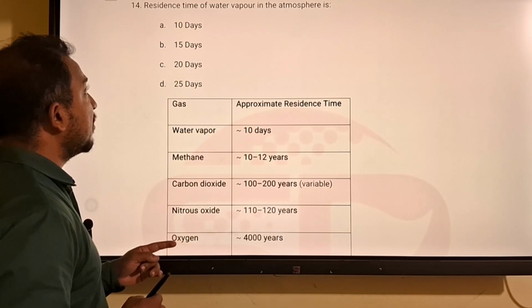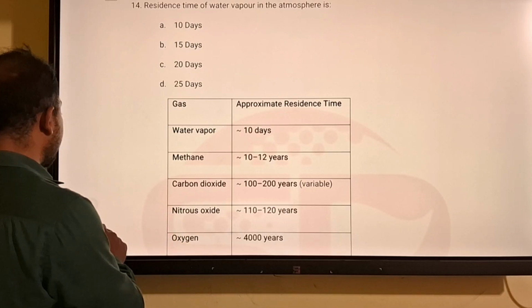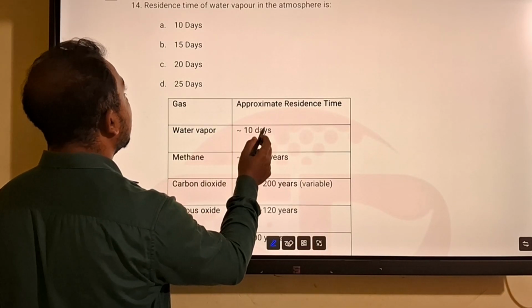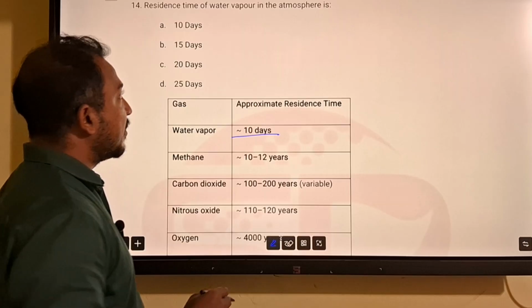So residence time of water vapor. Water vapor generally can remain within the atmosphere up to 10 days. After that it precipitates.